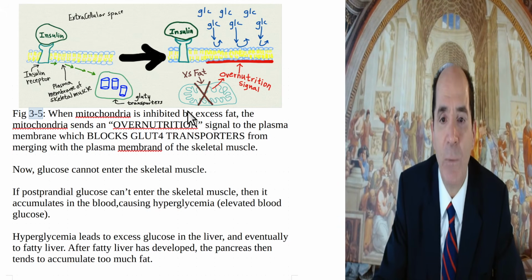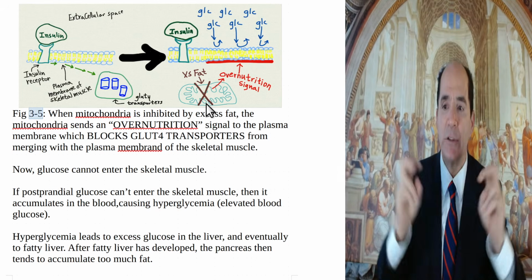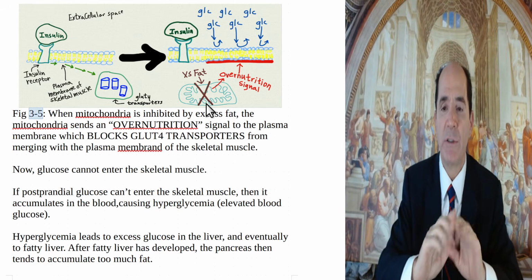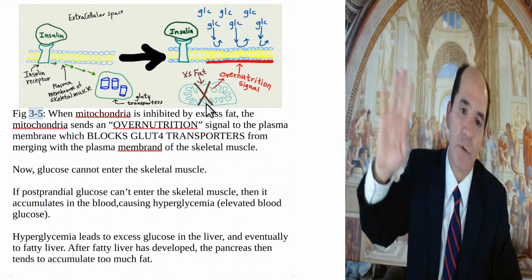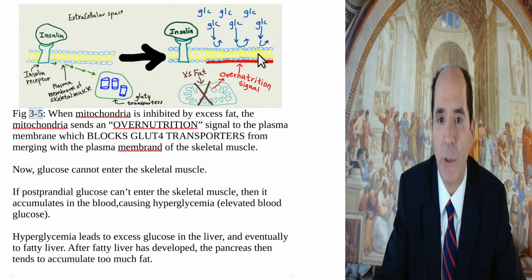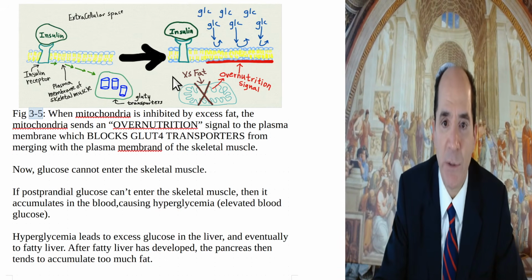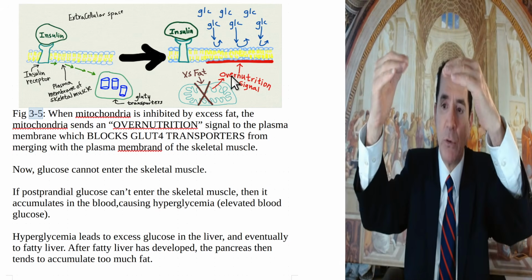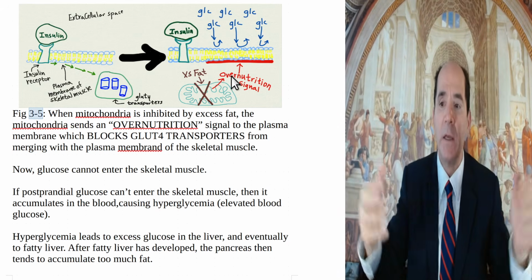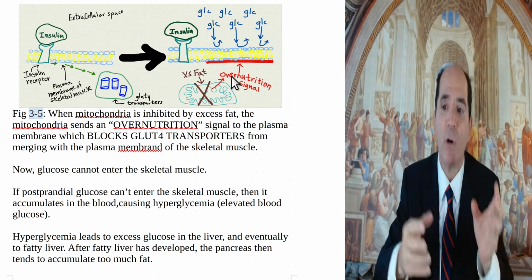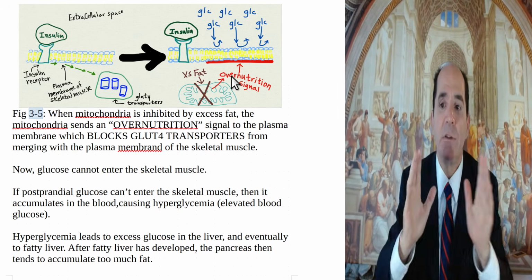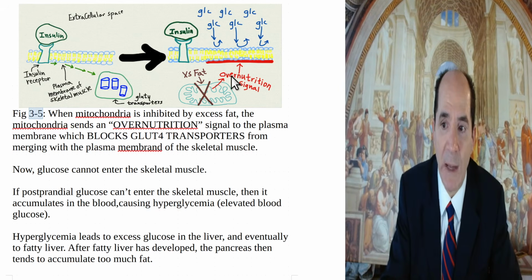All right, and then once that happens, the mitochondria senses what is called overnutrition and sends a message to the cytoplasm: don't let the glucose transporters, glucose type 4 transporters, go to the plasma membrane. And because these transporters do not merge with the plasma membrane, the glucose can't get into the cell, so blood glucose remains persistently high after eating. Eating is called prandial. This is postprandial hyperglycemia. This is the most important thing you can know about diabetes.